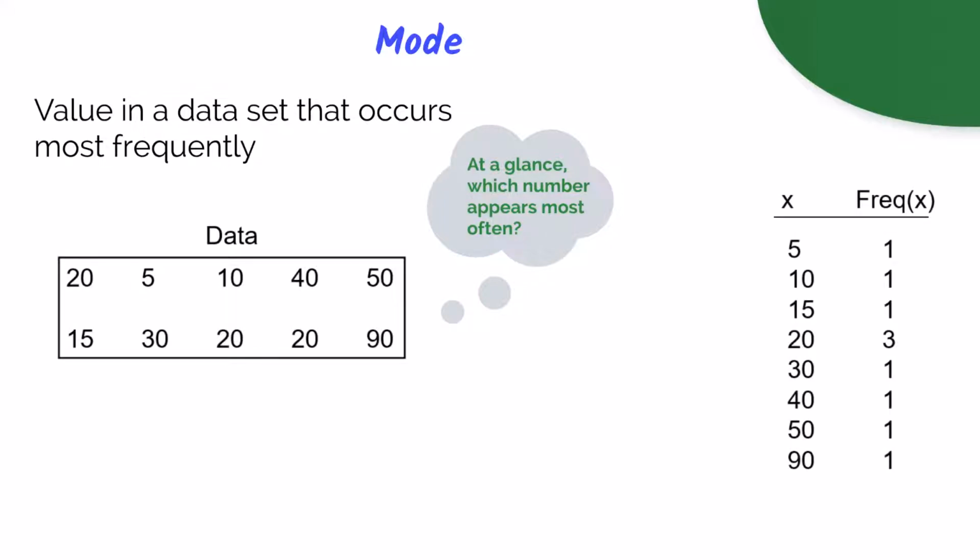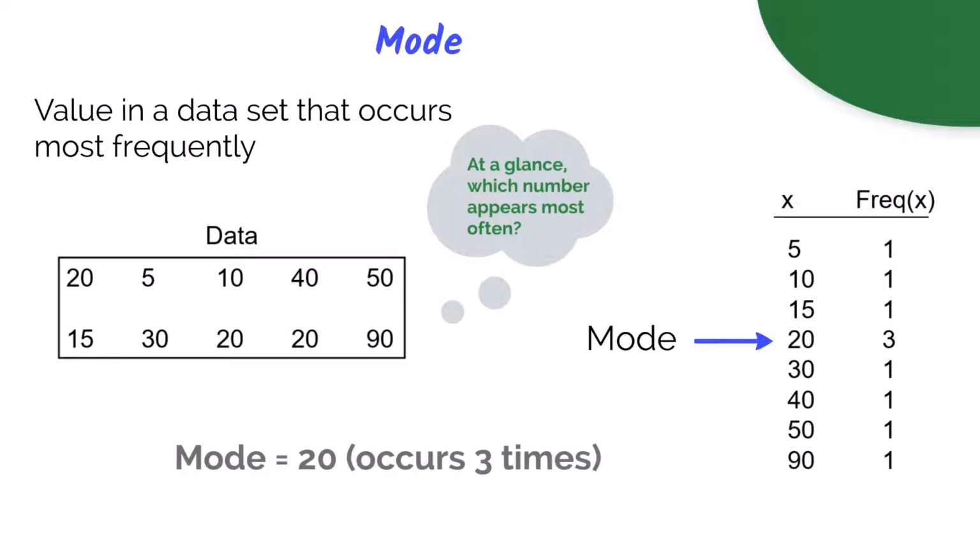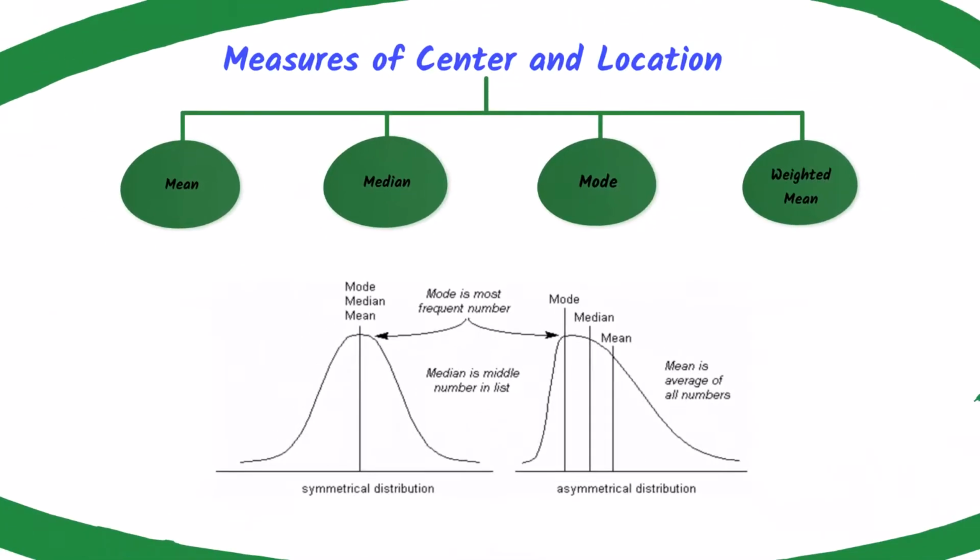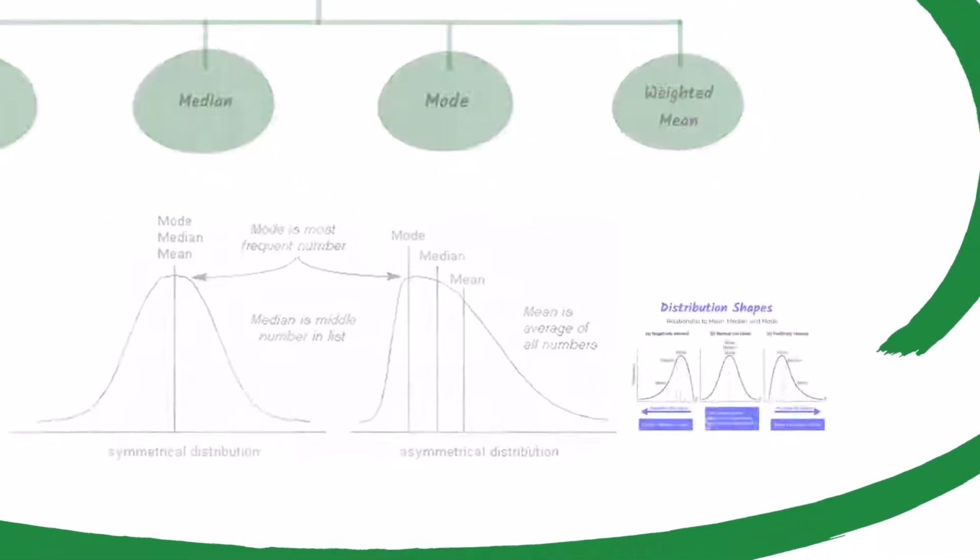So what we could do is sort it, like you see here on the right, and then just count the frequency of each number. You can see that 20 appears the most often. Therefore, 20 is our mode because it occurs 3 times. Let's talk a little bit about distribution shapes next.